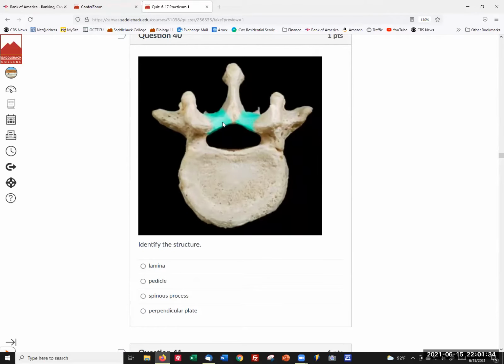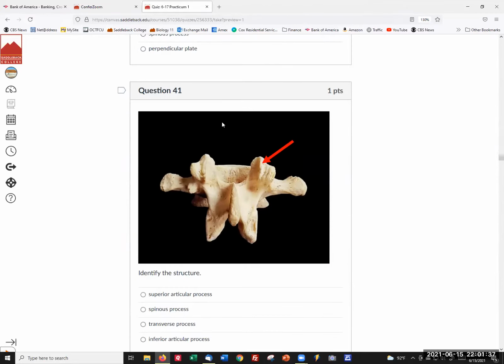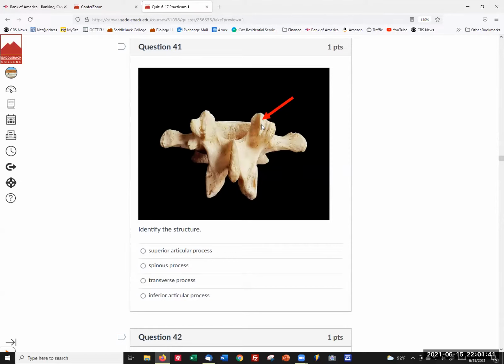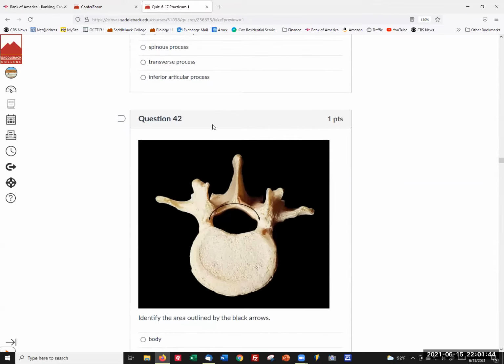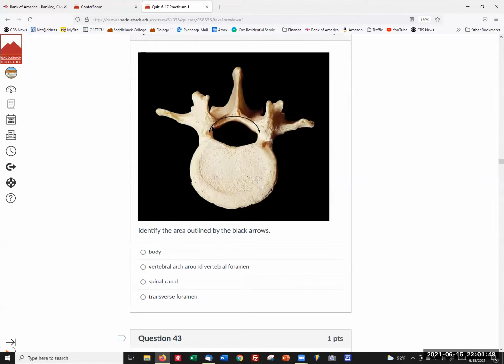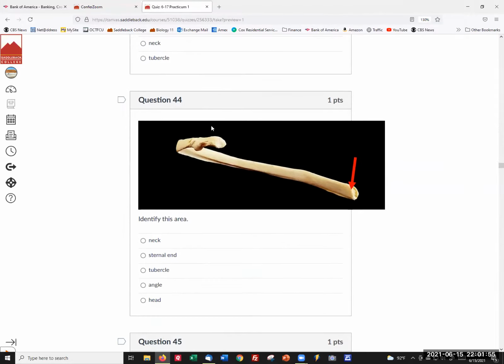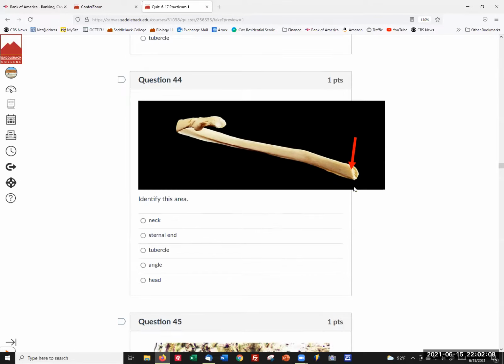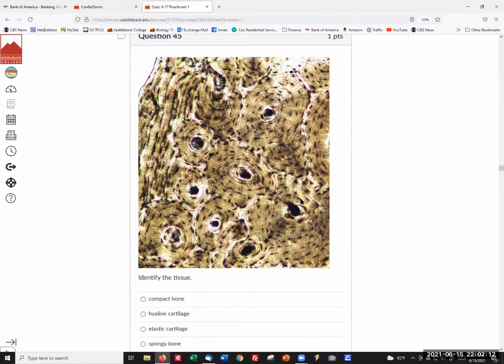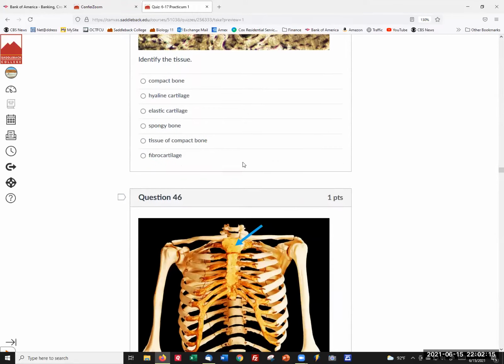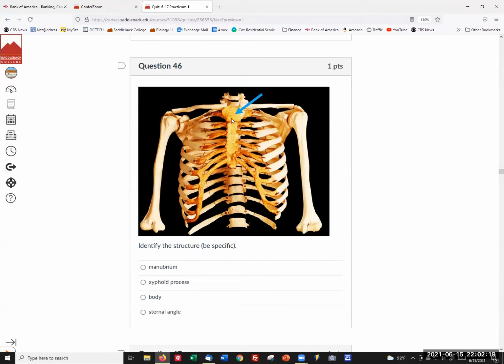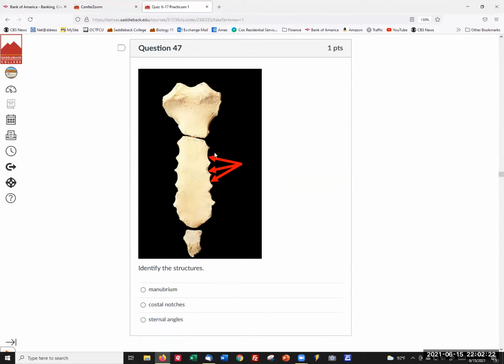That's pointing to the lamina. It's in color. Superior articular processes. The arch or vertebral arch. The groove again. This is the sternal end of a rib. It's the end that touches the sternum. This is osseous tissue from compact bone. The manubrium. The costal notches.